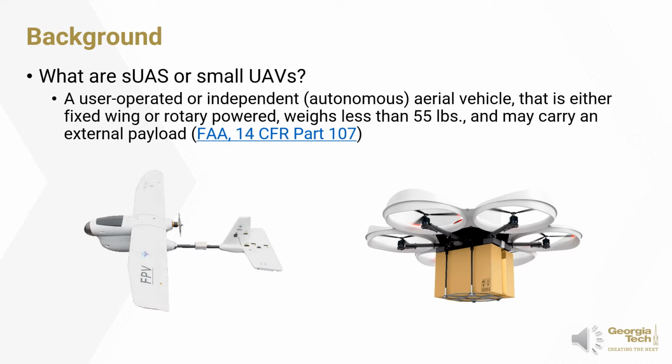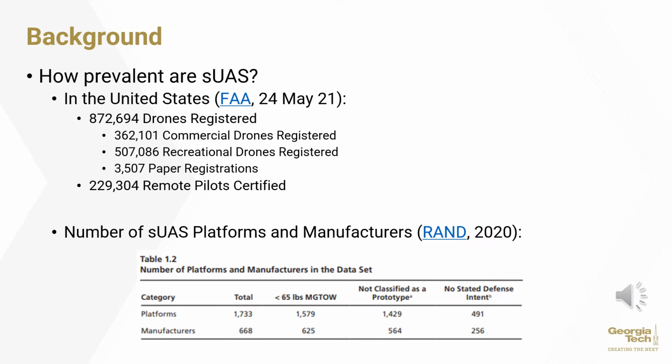What are SUAS, or small UAVs? Well, based on the FAA guidance, I've developed a very simplified definition. An SUAS is a user-operated or independent autonomous aerial vehicle that is either fixed-wing or rotary powered, weighs less than 55 pounds, and may carry an external payload. As you can see on the screen, I provided two examples of an SUAS, one fixed-wing and one rotary powered.